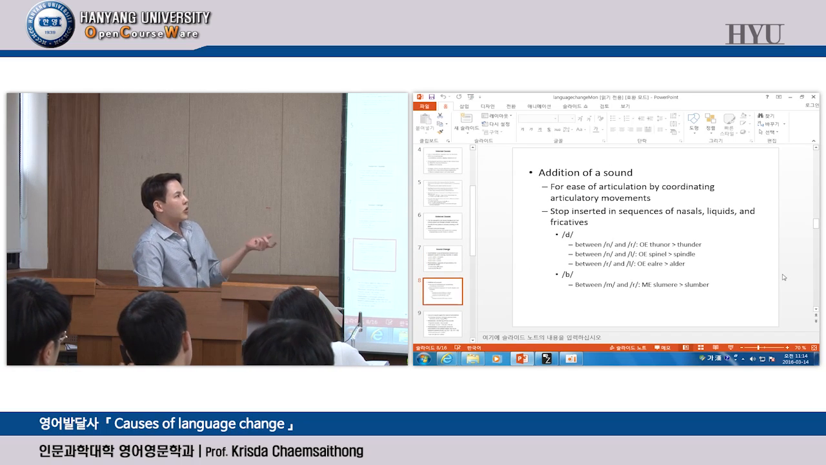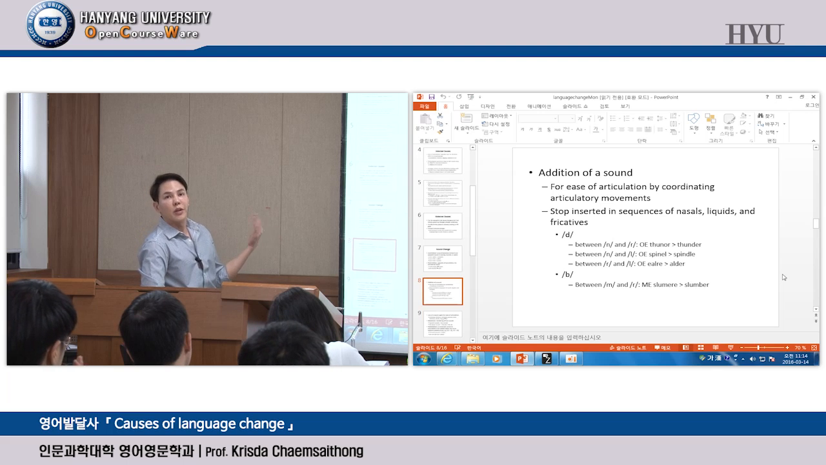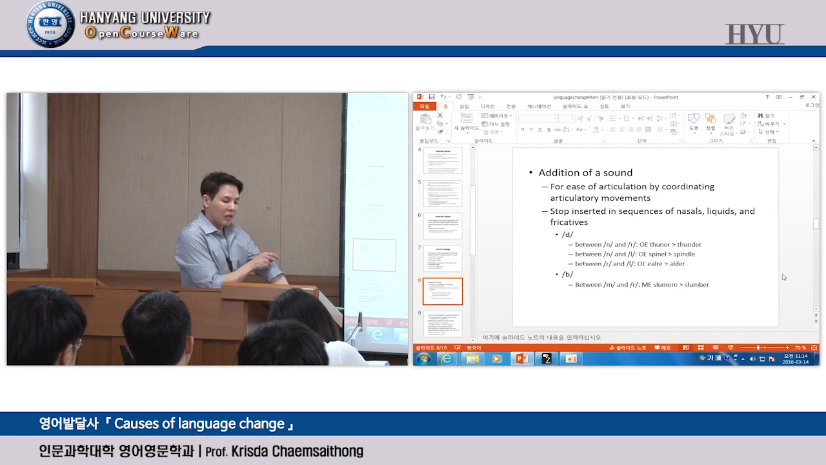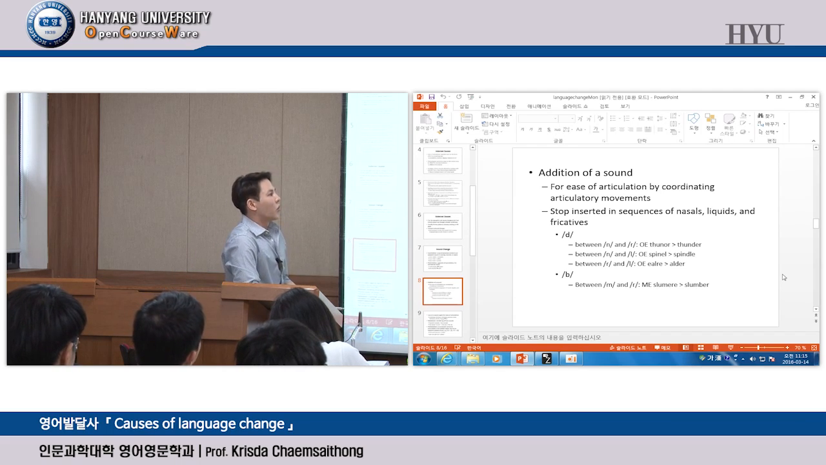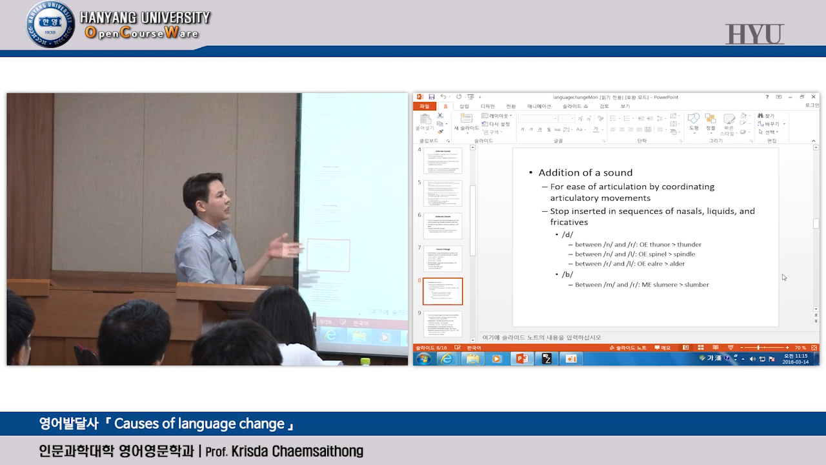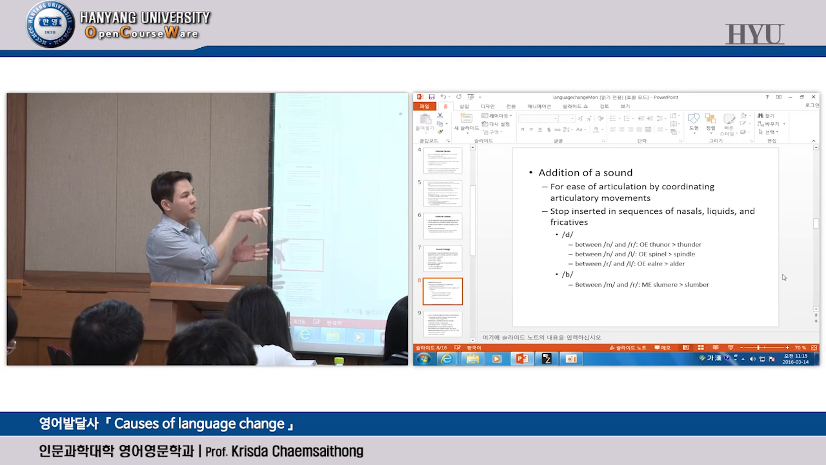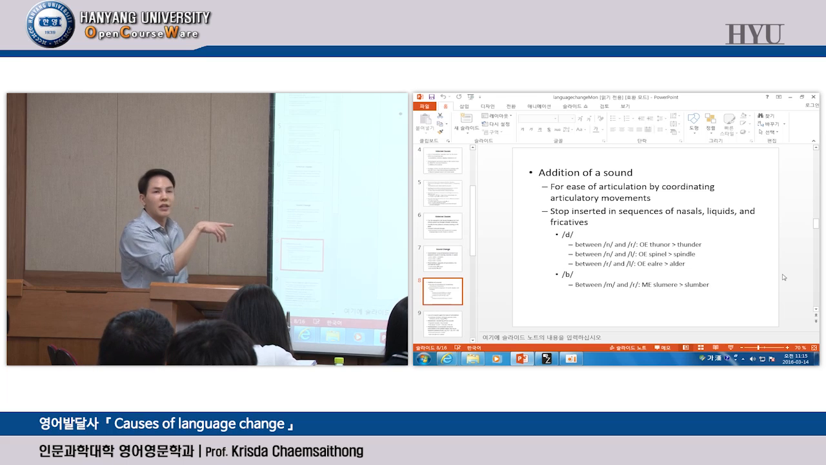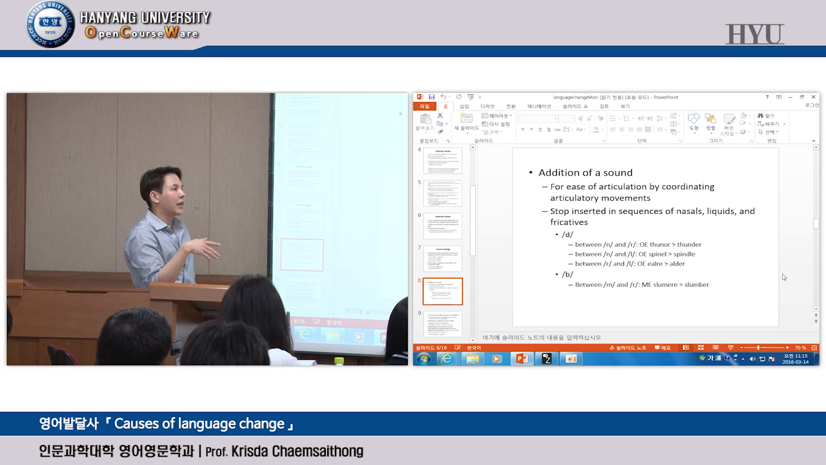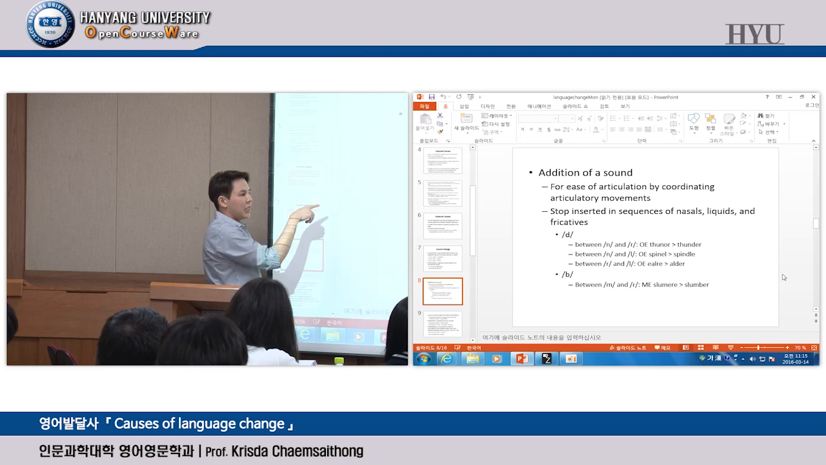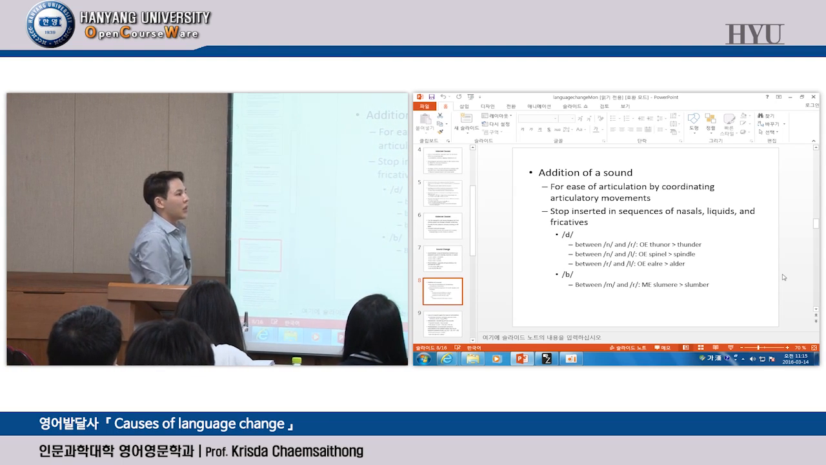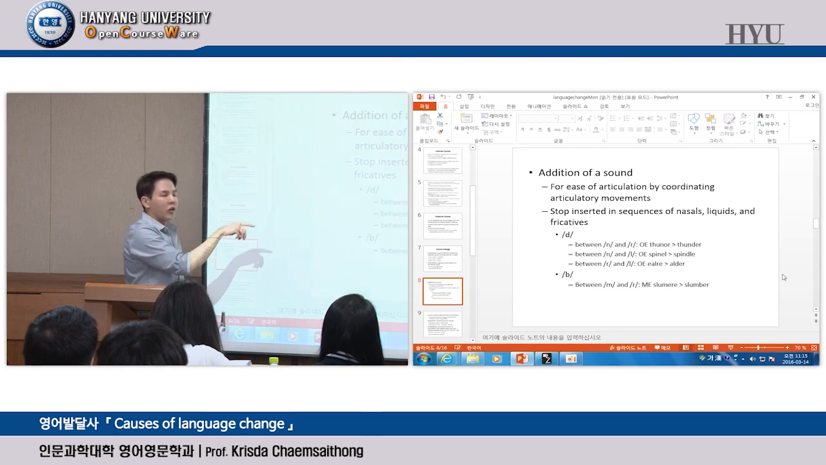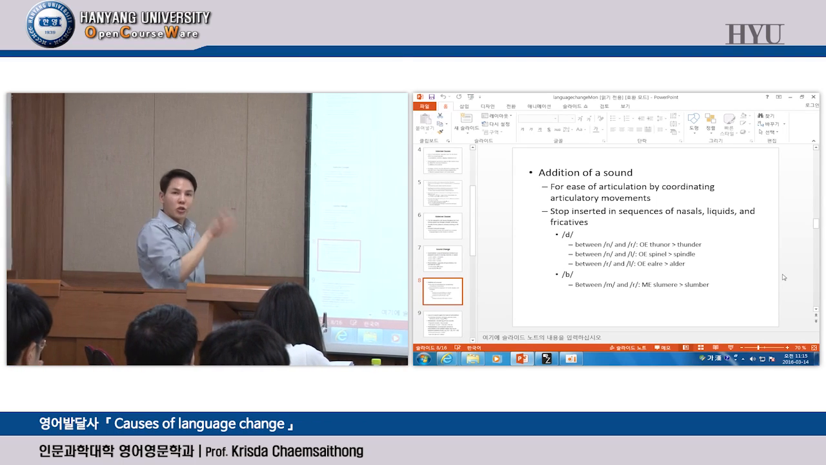Addition of sound. So you insert a sound, again, for one of the reasons that we come across normally in many languages, right, for ease of articulation. So when you insert a sound in sequences of perhaps usually nasals, liquids, and fricatives. So this is a tendency for many languages to do so, right? So D is inserted between N and R, N and L, and R and L, like these ones. Thunder, so D is inserted just to break off, right?